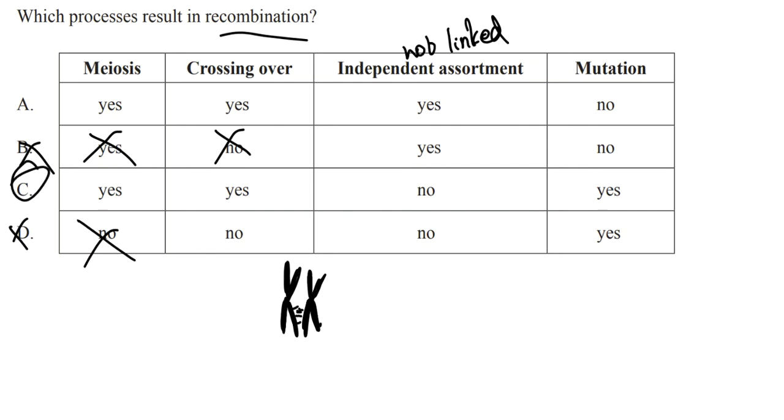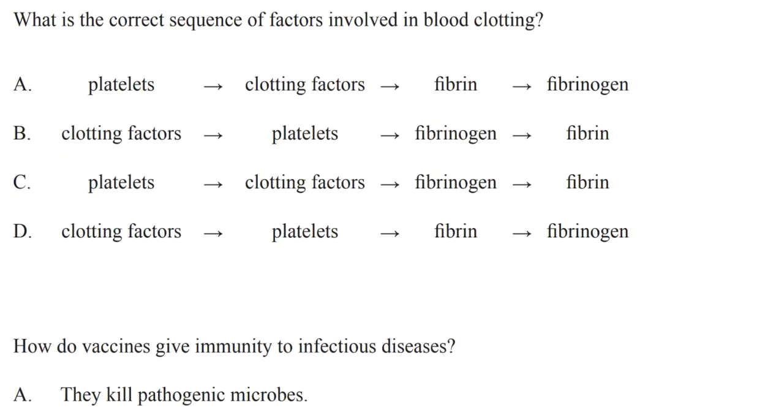What is the correct sequence of factors involved in blood clotting? Platelets, clotting factors. This is skipping thrombin to prothrombin, but I guess that's fine because all these seem to be skipping that step. Platelets do release clotting factors, not the other way around, and we need fibrin to fibrinogen, so A seems to be correct. Oh, wait a second, no, fibrin, wait a minute.